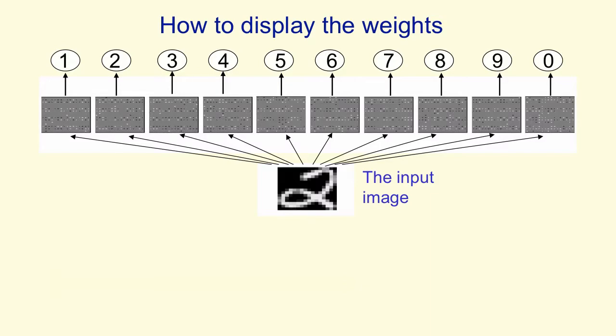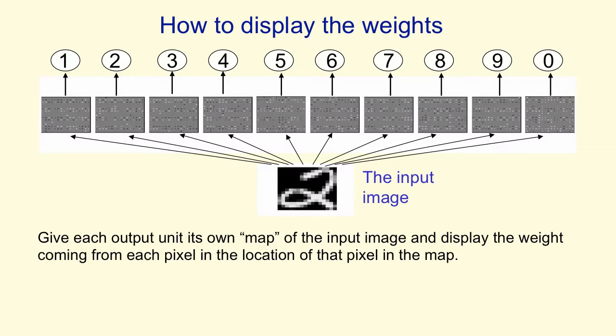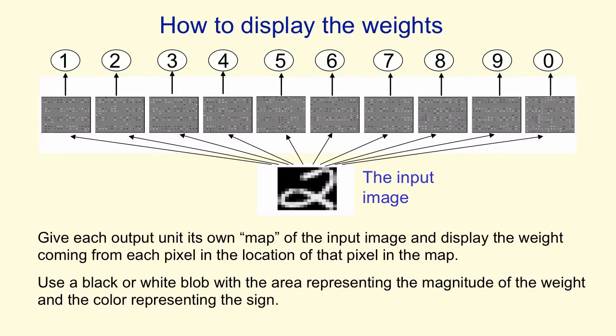So first we need to decide how to display the weights. And it seems natural to write the weights on the connection between an input unit and an output unit, but we'd never be able to see what was going on if we did that. We need a display in which we can see the values of thousands of weights. So the idea is for each output unit, we make a little map, and in that map, we show the strength of the connection coming from each input pixel in the location of that input pixel. And we show the strength of the connections by using black and white blobs whose area represents the magnitude and whose color represents the sign. So the initial weights that you see there are just small random weights.